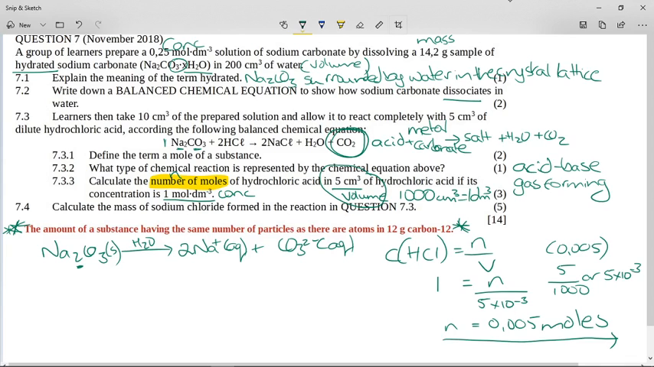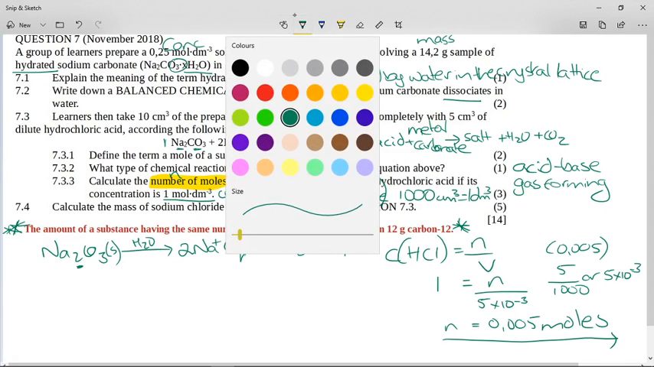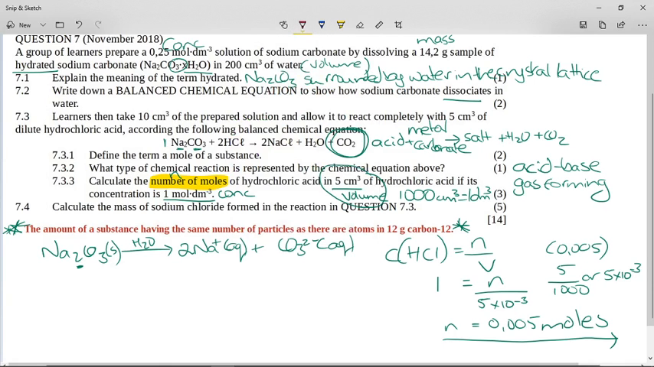Okay. Now it says to you, calculate the mass, which is m, of sodium chloride formed in the reaction in question 7.3. Now, I found this a little bit confusing because up here you've got all of this information about the sodium carbonate, and technically you could probably do it with this information, and they don't specifically say to you that we use this particular hydrochloric acid. But given that they've just asked you here to calculate the number of moles of hydrochloric acid, this is probably what you're supposed to use.